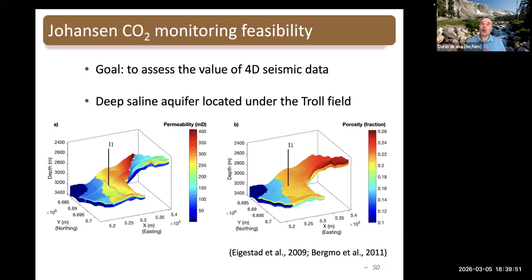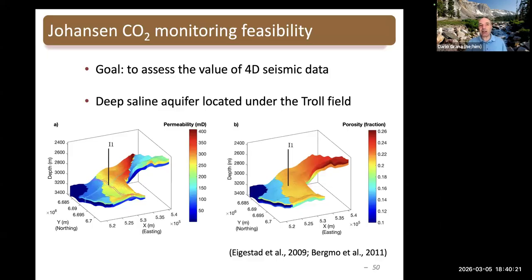And then you can also do monitoring studies. So what you can do is track the location of the CO2 plume in time to make sure that it's not coming up to the surface or it's spreading in the direction that the engineers initially envisioned. So this is a case where we try to assess how valuable geophysical data might be to monitor the injection of CO2 in a reservoir.